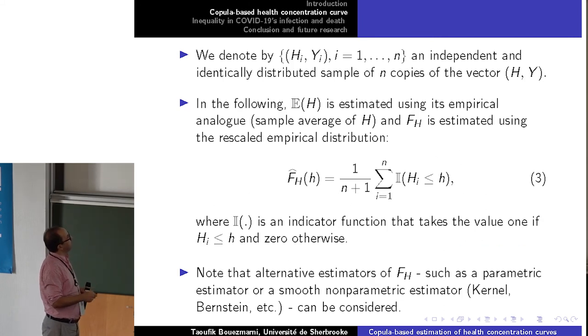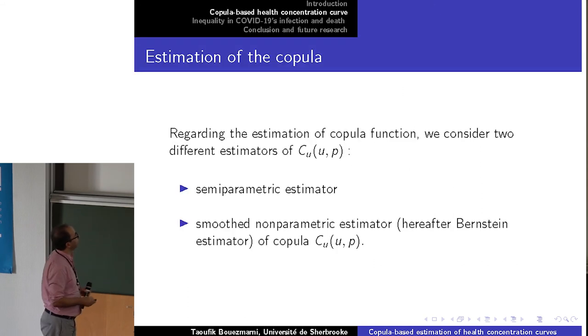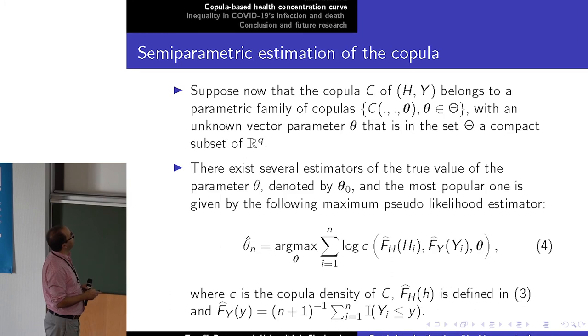For the cumulative distribution of H, we use the empirical distribution. Again, this is just to say that we have data on H and Y, independent and identically distributed, a sample of it. In the following, the mean of the health variable is estimated using its empirical analog, and for the cumulative distribution we use the empirical distribution. For the copula, as I said, we consider both a parametric and a non-parametric approach.